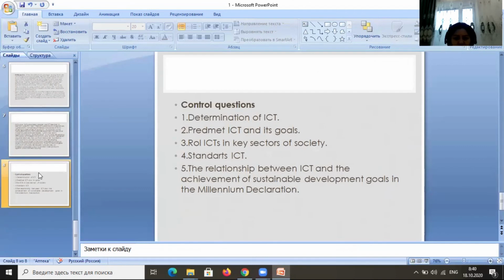Control questions. 1. Determination of ICT. 2. Treatment of ICT and its goals. 3. Role of ICTs in key sectors of society. 4. Standards of ICT. 5. The relationship between ICT and the achievement of Sustainable Development Goals in the Millennium Declaration.